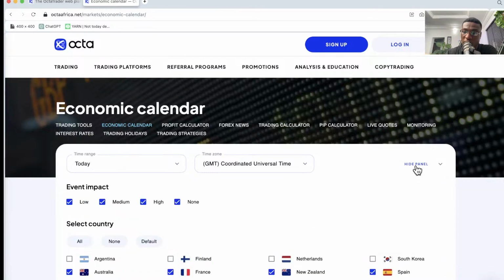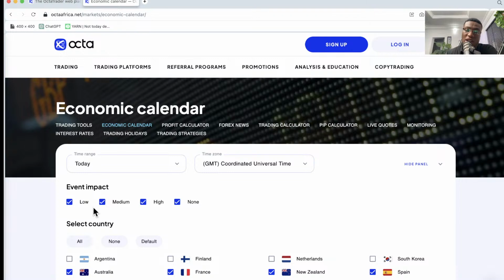Now, if you're a beginner trader, you can use the filter to include low impact and medium impact events to get knowledge. Just as the name goes, low impact events don't bring about volatility to the markets. Medium impact brings about medium volatility. High impact events bring about high volatility to the market.